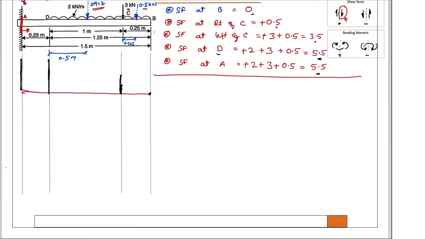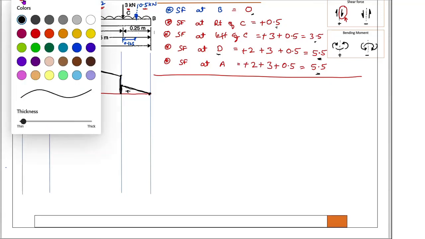Okay. Shear force variation when there is no load between 2 points is a rectangle. Shear force variation when there is a UDL is an inclination. Then the shear force here is an inclination. This is your shear force diagram. Positive, positive, positive. This is the SFD. Over. Right? Now we'll go to the bending moment diagram.